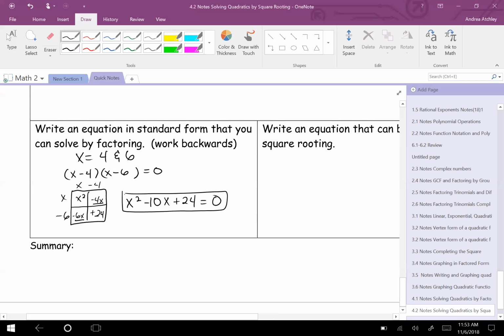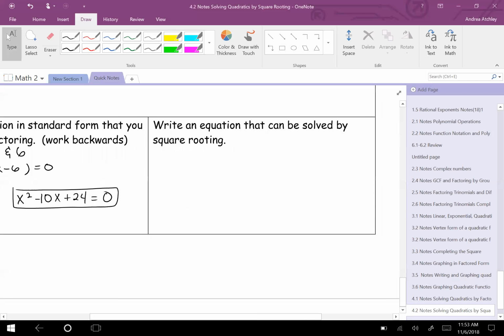So now that's an equation that's in standard form that I can factor to solve. And that's what it meant by work backwards. Start with answers, then go backwards, find the factors. From the factors, you can multiply it out. Any questions over that? Okay, write an equation that can be solved by square rooting.